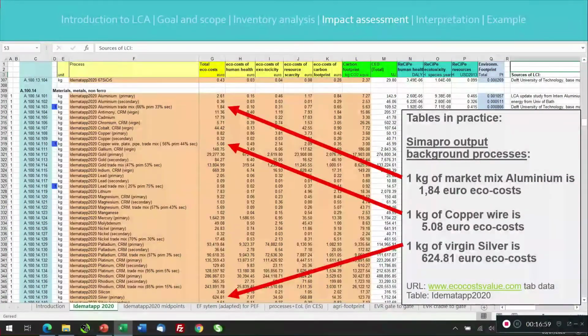The slide shows some calculation results for non-ferro metals. €1.84 per kilogram eco-cost of the trade mix of aluminium. The trade mix is the average global mix of virgin and secondary materials that can be found in the products of that metal, like pipes and beams. Other results are €5.08 per kilogram for copper wire and €624.81 per kilogram virgin silver.